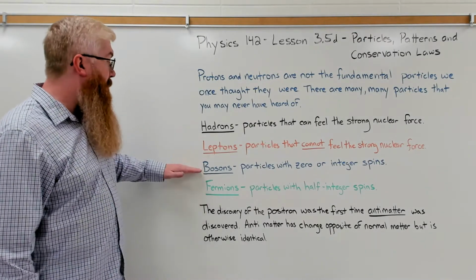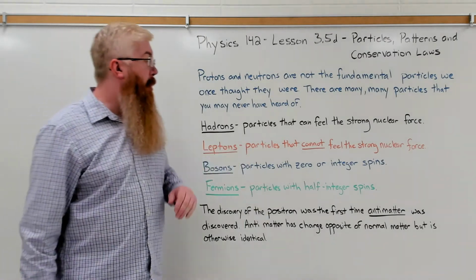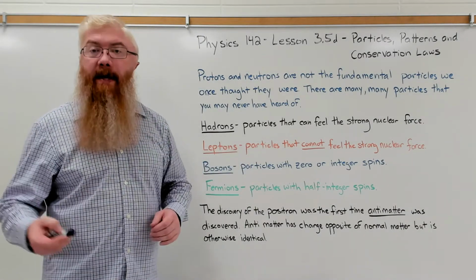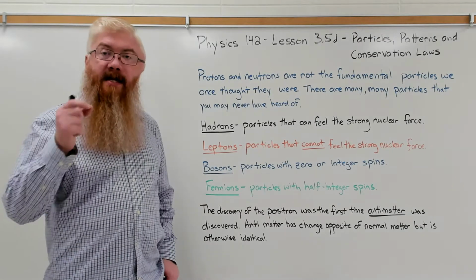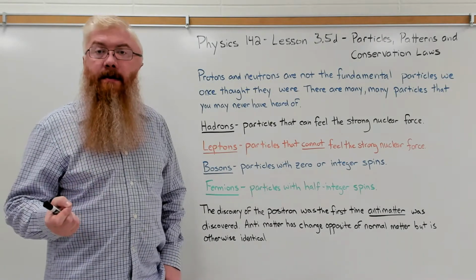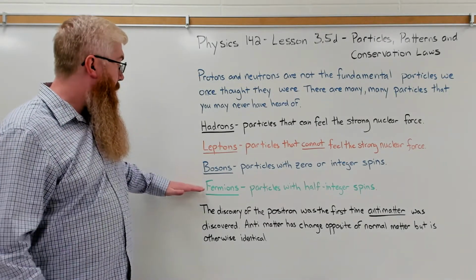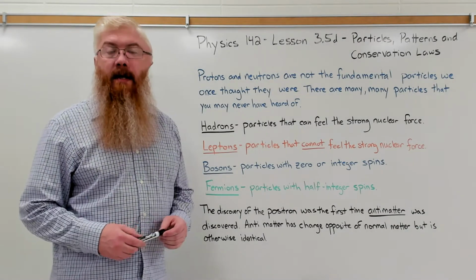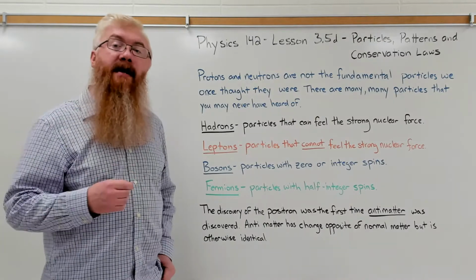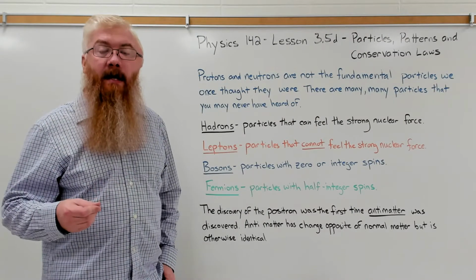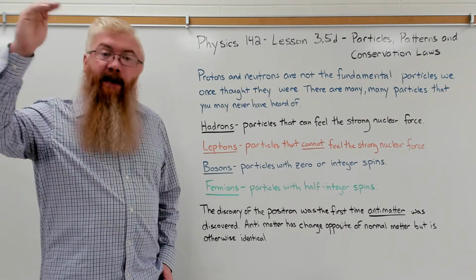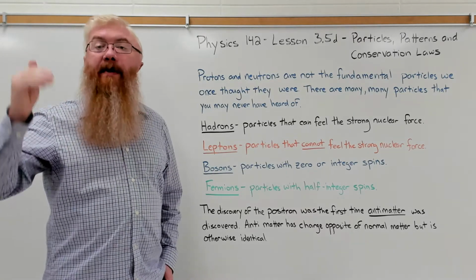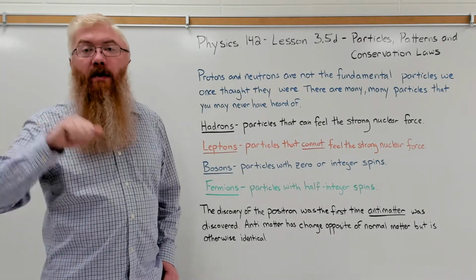Other categories, bosons. Particles with zero or integer spin. So a photon, which has spin 0, is a boson. Compare that to fermions, which are particles with half-integer spin, like the electron. If you remember back to the lectures while we were building the atom, electrons had spin 1/2 or spin -1/2. They had spin up or spin down.